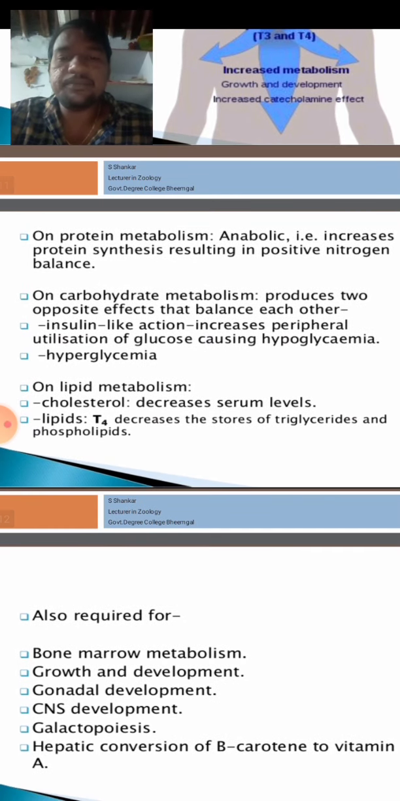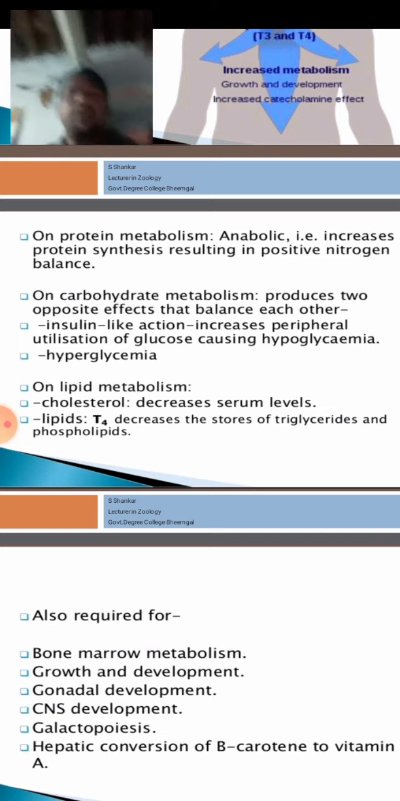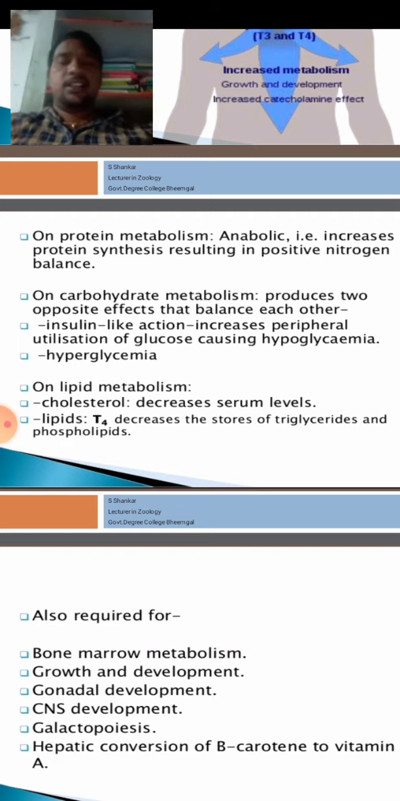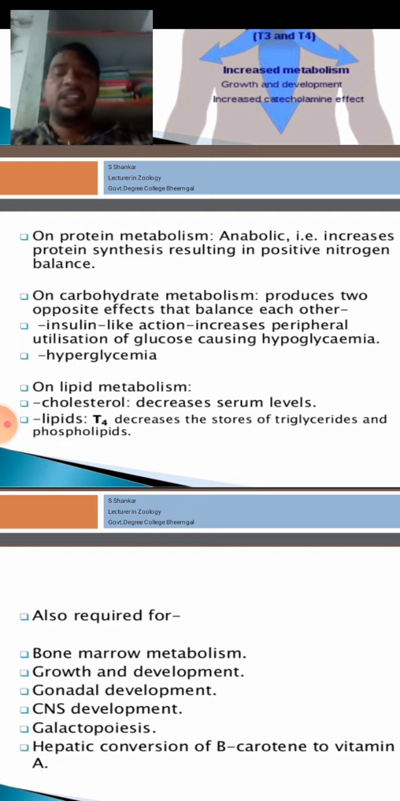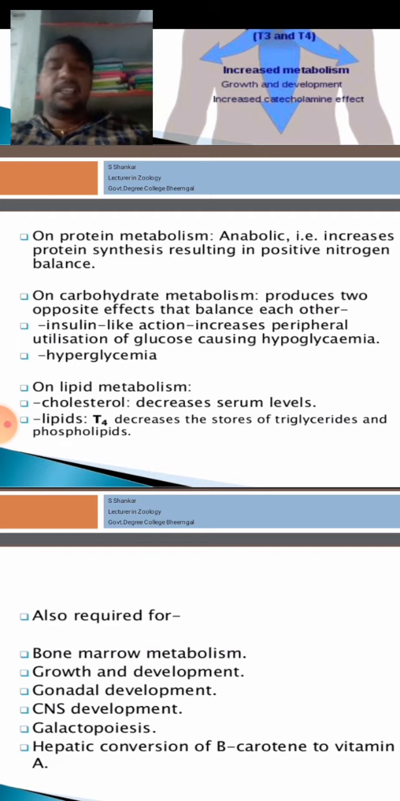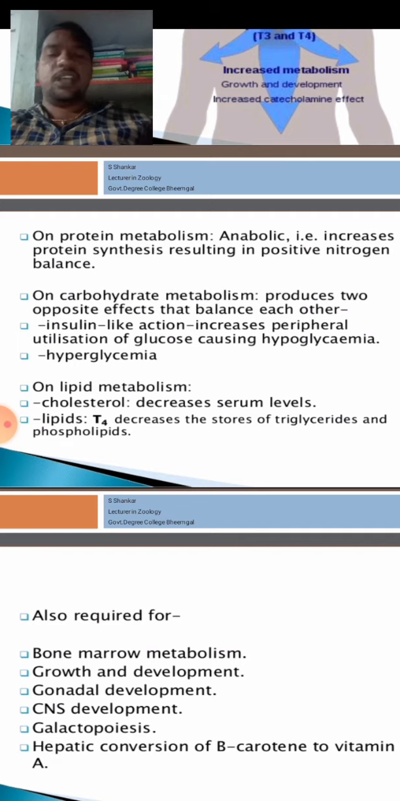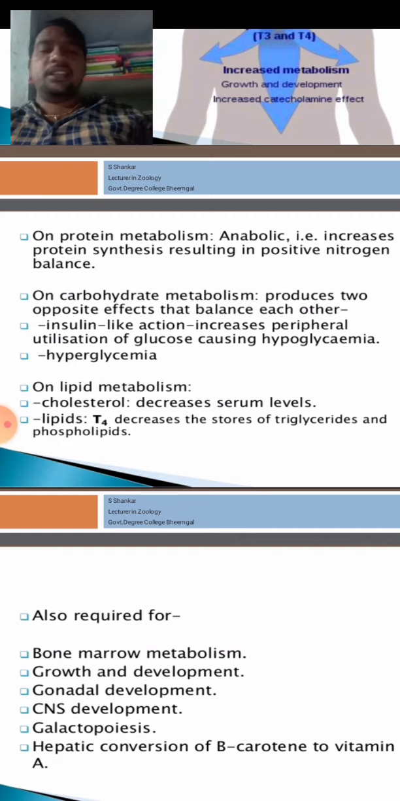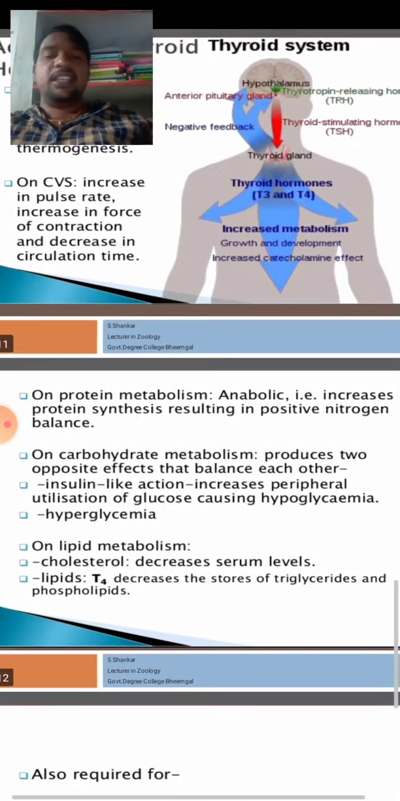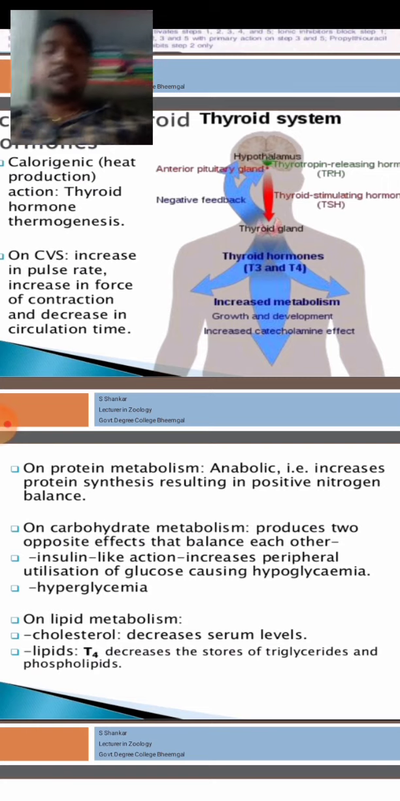On lipid metabolism, cholesterol serum levels decrease. T4 decreases the stores of triglycerides and phospholipids. On protein metabolism, the effect is anabolic, increasing protein synthesis and resulting in positive nitrogen balance.